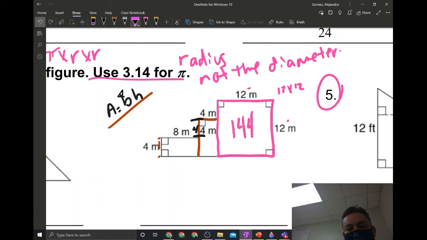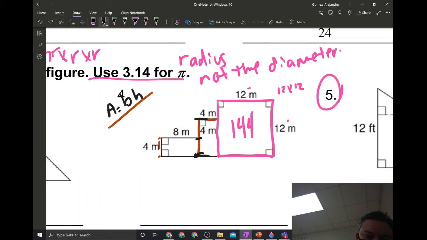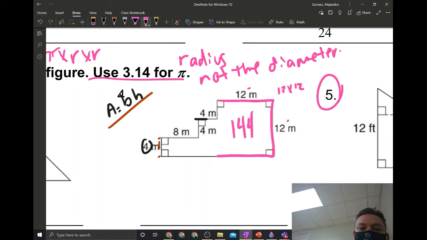So I need to know how much is that red wall, from here to here. If I combine this section and this section, the 4 and the 4, this makes this wall to be 8. That easy, guys. So don't overthink it. Just go ahead and find it, okay? If you're struggling with finding that, you're going to have a big struggle with this.